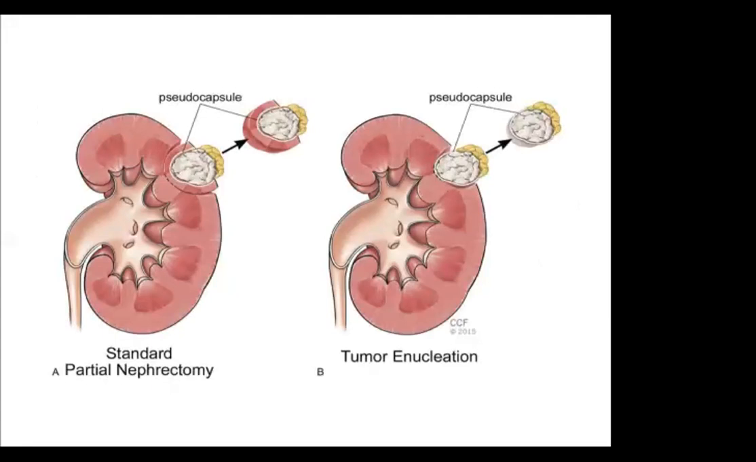Standard PN is typically performed by strategic sharp dissection through the parenchyma, leaving a small rim of normal parenchyma surrounding the mass. Tumor enucleation, however, consists of blunt dissection along the pseudocapsule, yielding a specimen that includes the tumor surrounded by the pseudocapsule with minimal or no parenchyma.